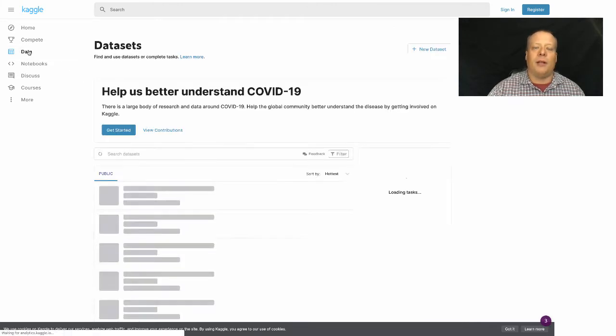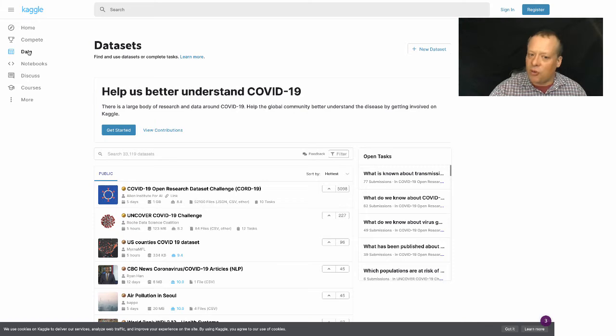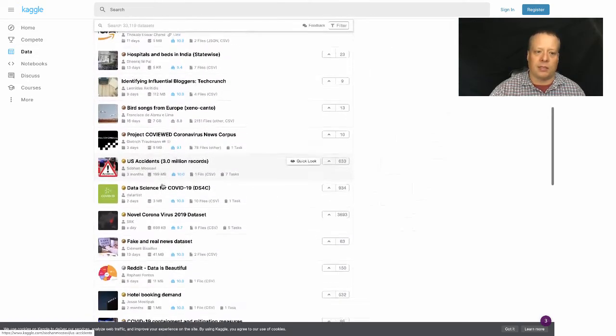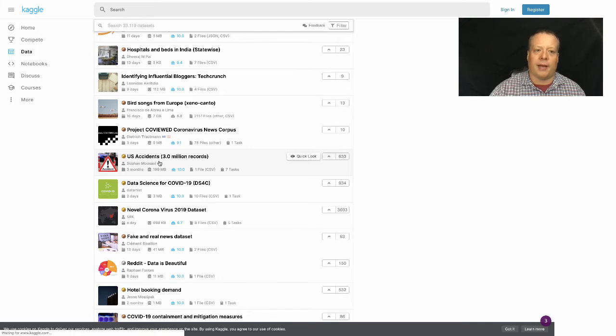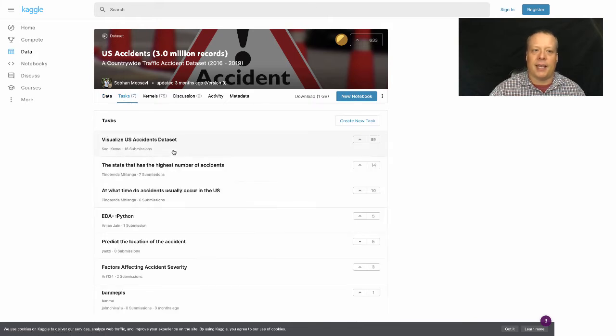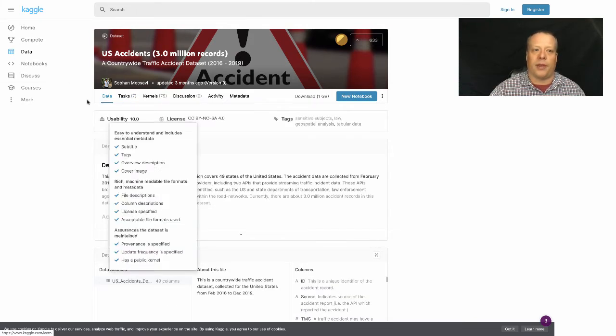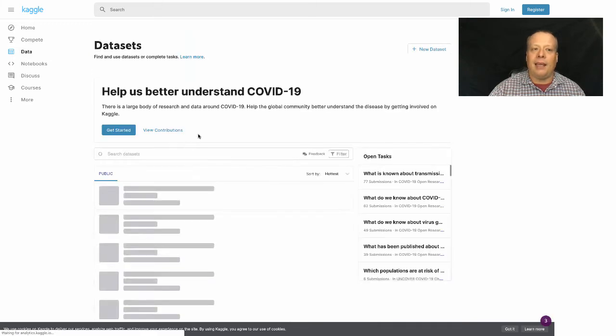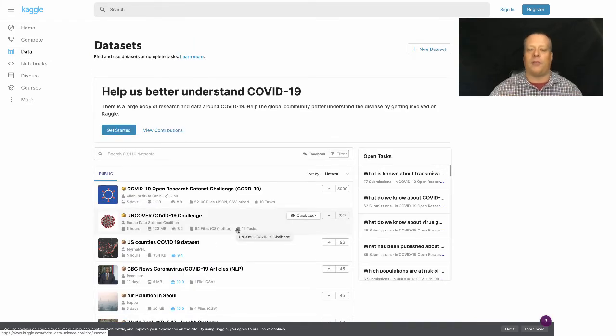Now, that one is very much a text-rich challenge, but others might be different. So we could look to see, here's one about U.S. accidents, a countrywide traffic accident data set. In this case, they're trying to look at visualizing U.S. accidents, looking at the state that has the highest number of accidents, different kinds of tasks you could explore with it. And the data sets, by the way, are not part of the competition.